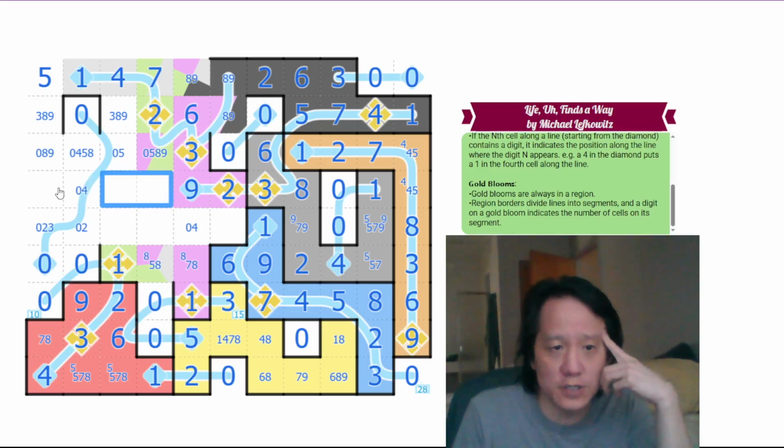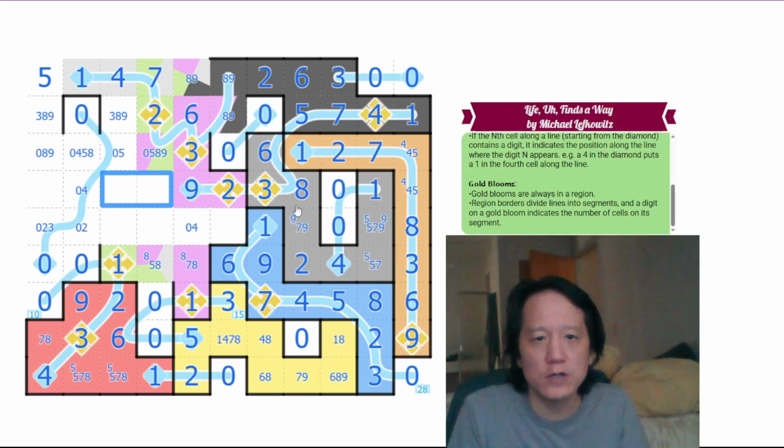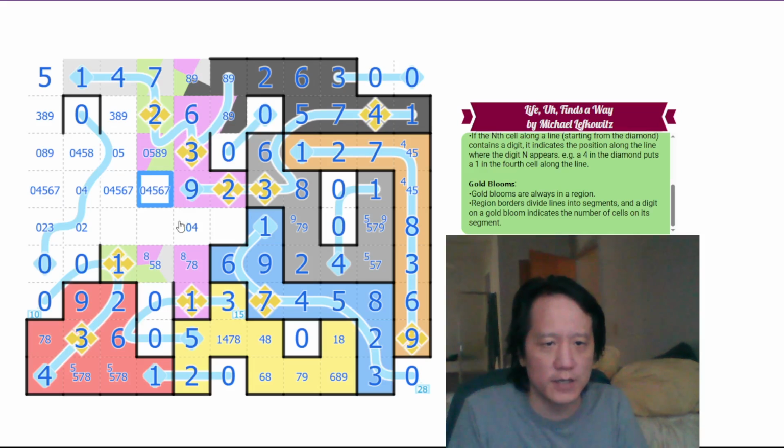Remaining digits in row 4. You can always have 0. 0, 4, 5, 6, 7. So this can't be 7. This can't be 4 or 6. This can't be 5 or 4.